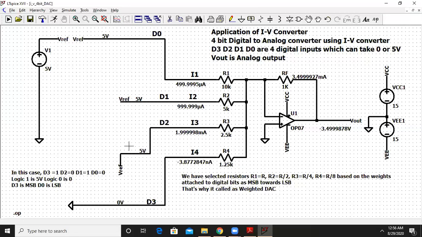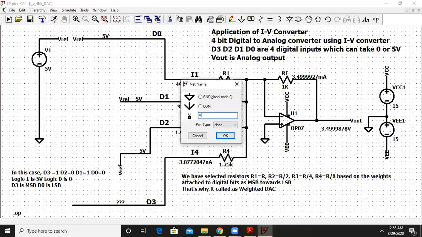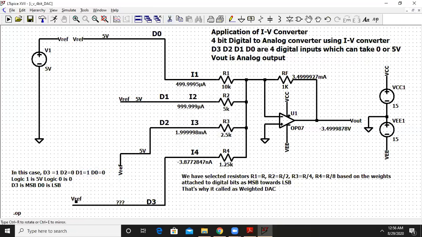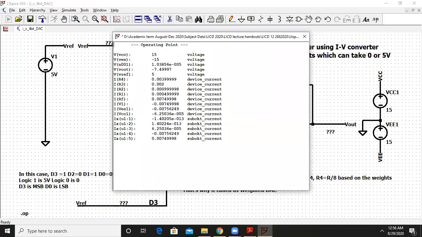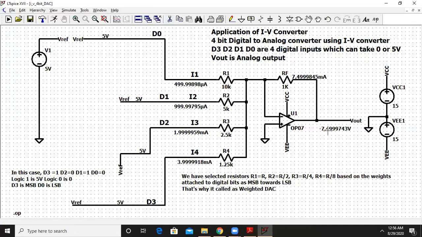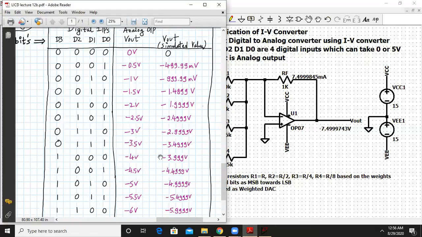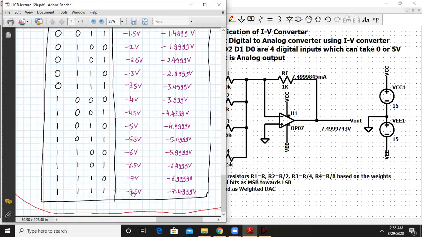Now let us see when all the bits are 1. So let me just delete this. Oh, sorry. I'll delete this ground and connect a V reference, which is 5 volts. Let me right click over here, write V reference, and place it. So in this scenario, now all the bits are 1 1 1 1. I'll get the maximum output V out, which is around minus 7.5. Let us cross check. For 1111, we are getting around 7.5.